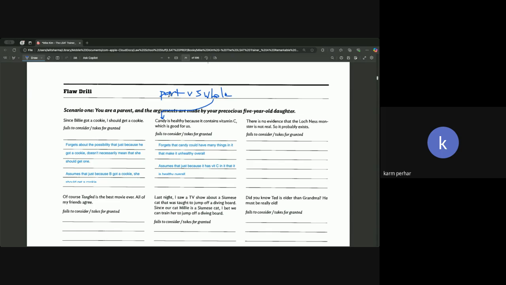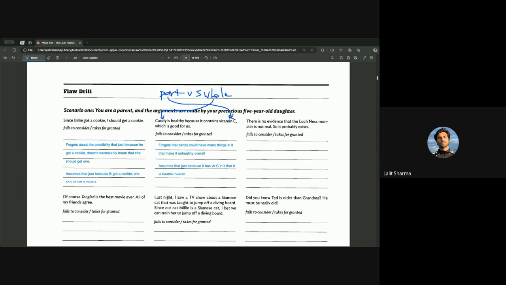Think about it. What is a whole made out of? It's made out of parts, right? So candy is made out of parts, and one part of candy in this example is vitamin C. Okay. Now, part versus whole fallacy, should I let you guess what part versus whole fallacy is then?